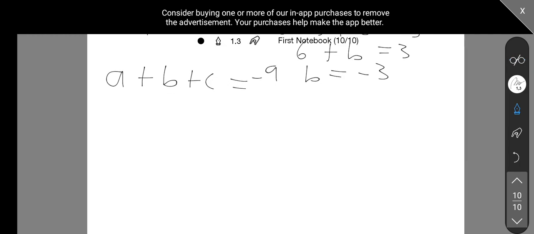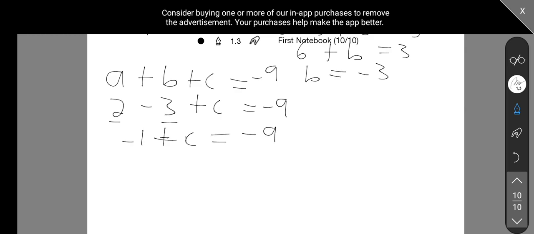The value of A was 2, the value of B was negative 3, and we have C is equal to negative 9. We're going to add the like terms. Negative 2 minus 3 is negative 1. Negative 1 plus C is equal to negative 9. Now, we're going to take the negative 1 to the other side, such that C is equal to negative 9 plus 1. It changes the sign since it has crossed the equals sign. Then our C will be equal to negative 8.